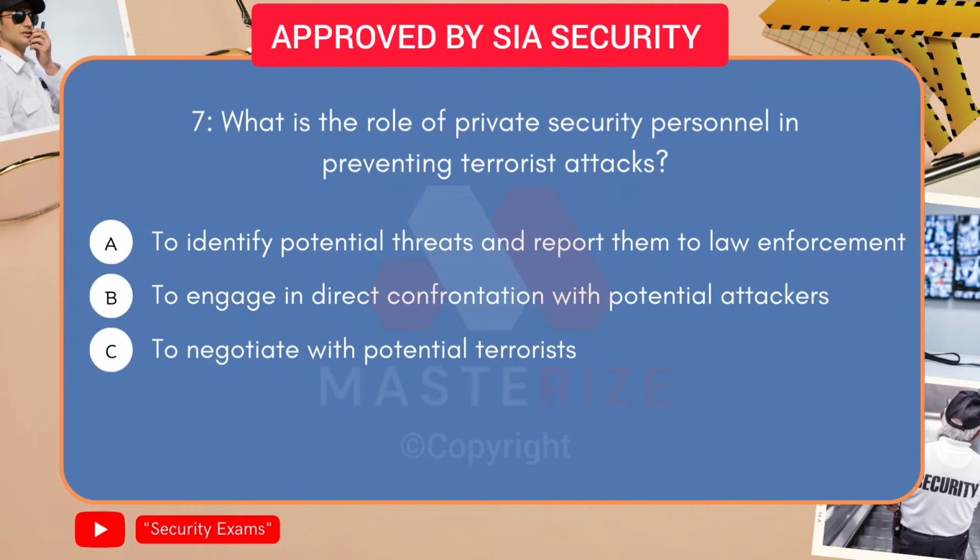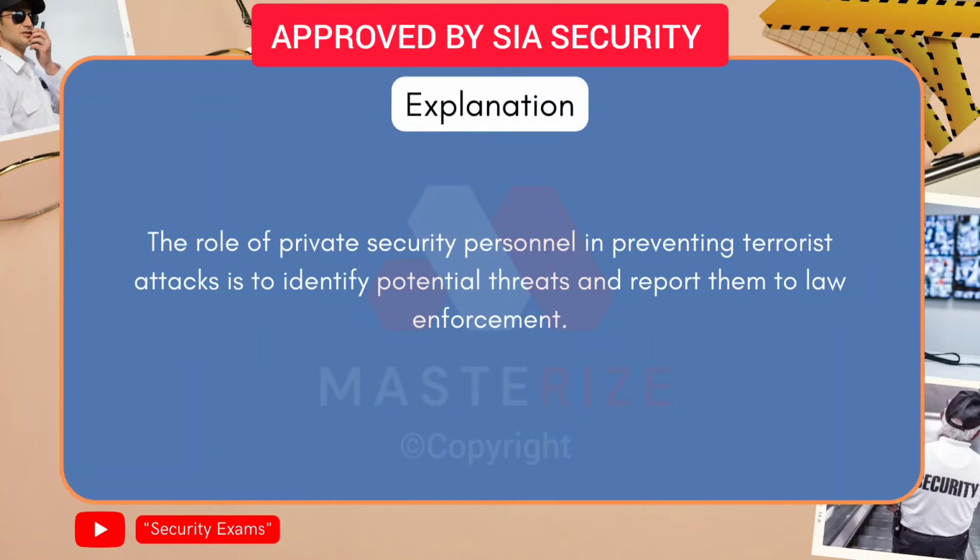What is the role of private security personnel in preventing terrorist attacks? To identify potential threats and report them to law enforcement, to engage in direct confrontation with potential attackers, to negotiate with potential terrorists. Answer: to identify potential threats and report them to law enforcement. Explanation: the role of private security personnel in preventing terrorist attacks is to identify potential threats and report them to law enforcement.